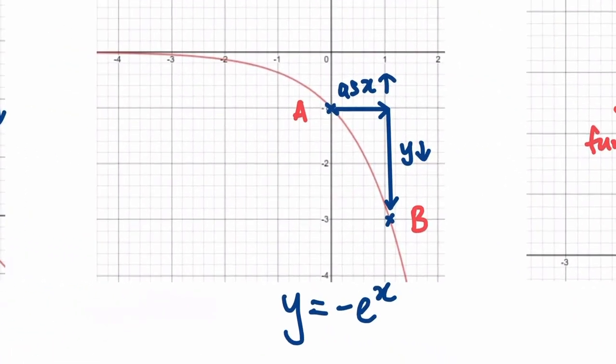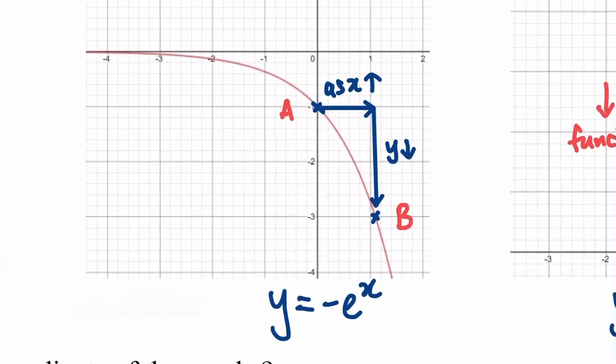Next, let's look at the example of y equals negative e to the power of x. Same thing, I marked out point A, point B, and indeed anywhere along the curve as well. As we move from point A to point B, we notice that as the value of x increases, the value of y decreases. So it's a downslope, the gradient is negative, and dy over dx is also less than 0, which is negative.